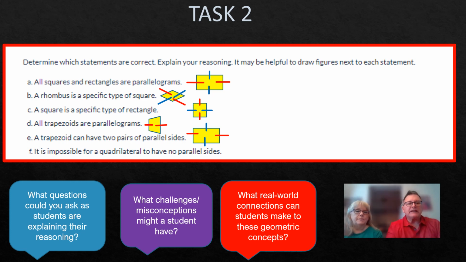Very different. And then statement F: it is impossible for a quadrilateral to have no parallel sides. What do you think? I'm wondering if they were able to draw one. Well, I drew one. There it is. It's a quadrilateral, but it has no parallel sides. So that statement is incorrect or false, because you can, and there's an example of that. So hopefully everyone created that as well. But that's an important piece with students to experience and explore.